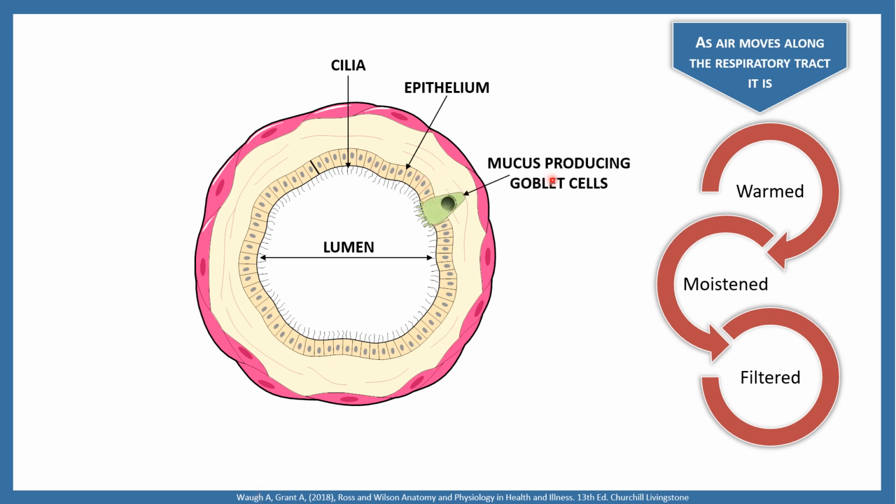We've also got mucus producing goblet cells, and we do need mucus. I know it's not the most lovely of things for us to think about, but in the grand scheme of it, the mucus helps the cilia because it helps to trap virus and bacteria and pollutants. So we do need a little bit of mucus. It's just that we don't want too much of it.